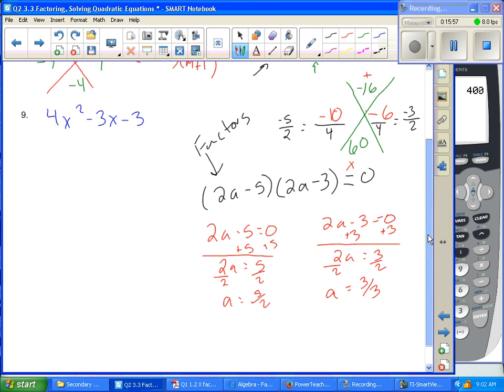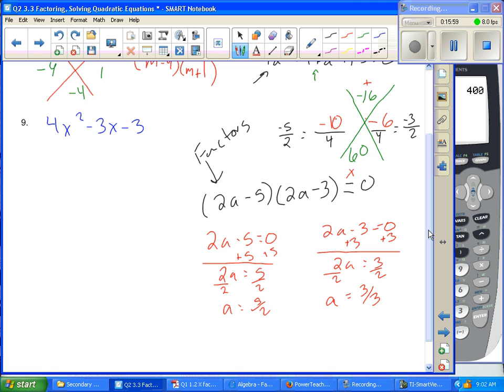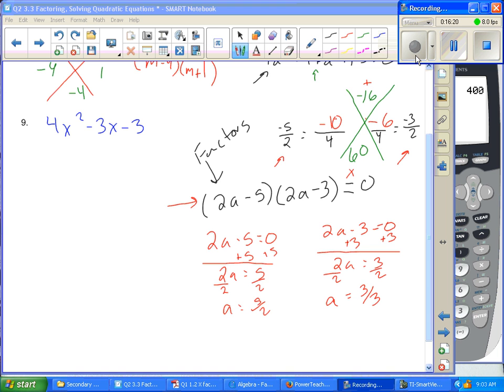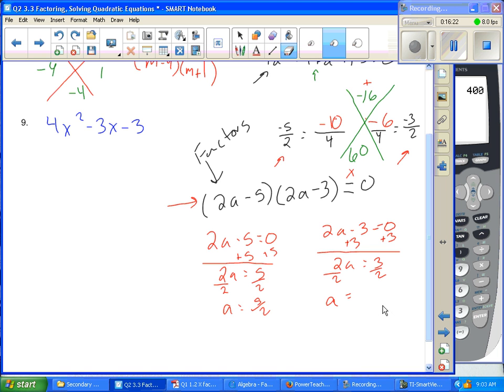Now if you notice up here, the solutions ended up just being the opposites of those right there. So if it wants the solution, it's going to be the opposite signs of whatever you had on the sides here. But if it wants the factors, you have to write it out that way. Thank you. I said 3 halves and wrote 3 over 3, which would be 1. Thanks for pointing that out.